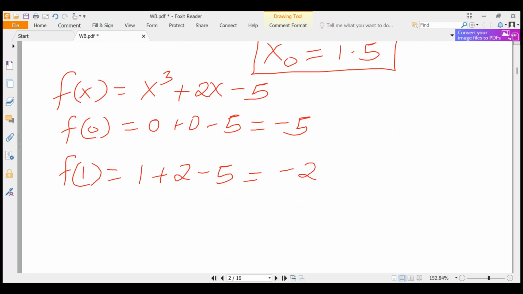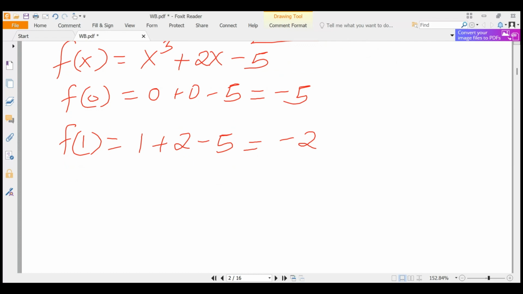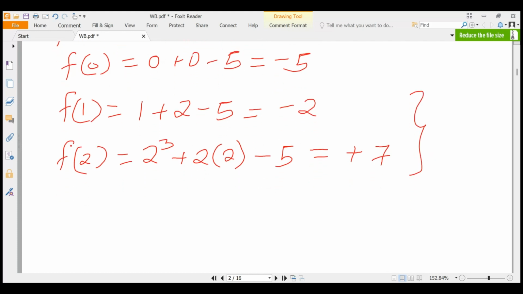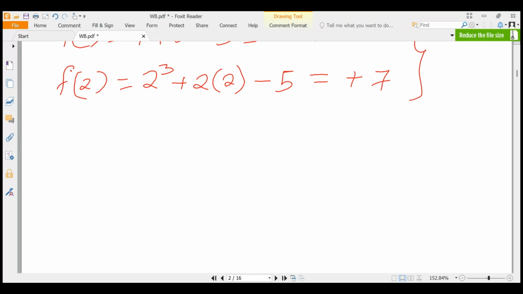Notice the value is negative. If we compute f of 2, then we get 2 cubed plus 2 times 2 minus 5, and this is 8 plus 4 minus 5, which is positive 7. So note that as you move from x equals 1 to x equals 2, the value of the function changes from minus 2 to positive 7.